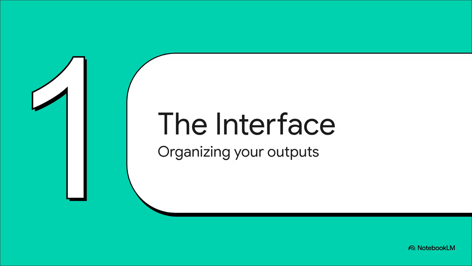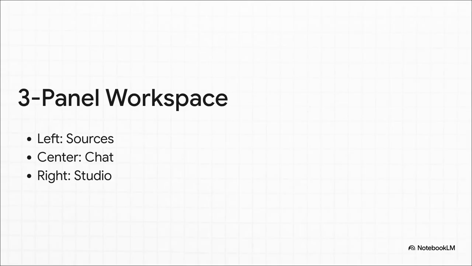Section 1. The interface. Transforming a messy pile of documents into highly organized outputs. All right, I am completely sold on the meticulous assistant. But how do we actually use this thing in practice? What does the day-to-day workflow look like? The whole value proposition is basically taking a messy pile of raw documents and transforming them into highly organized outputs.